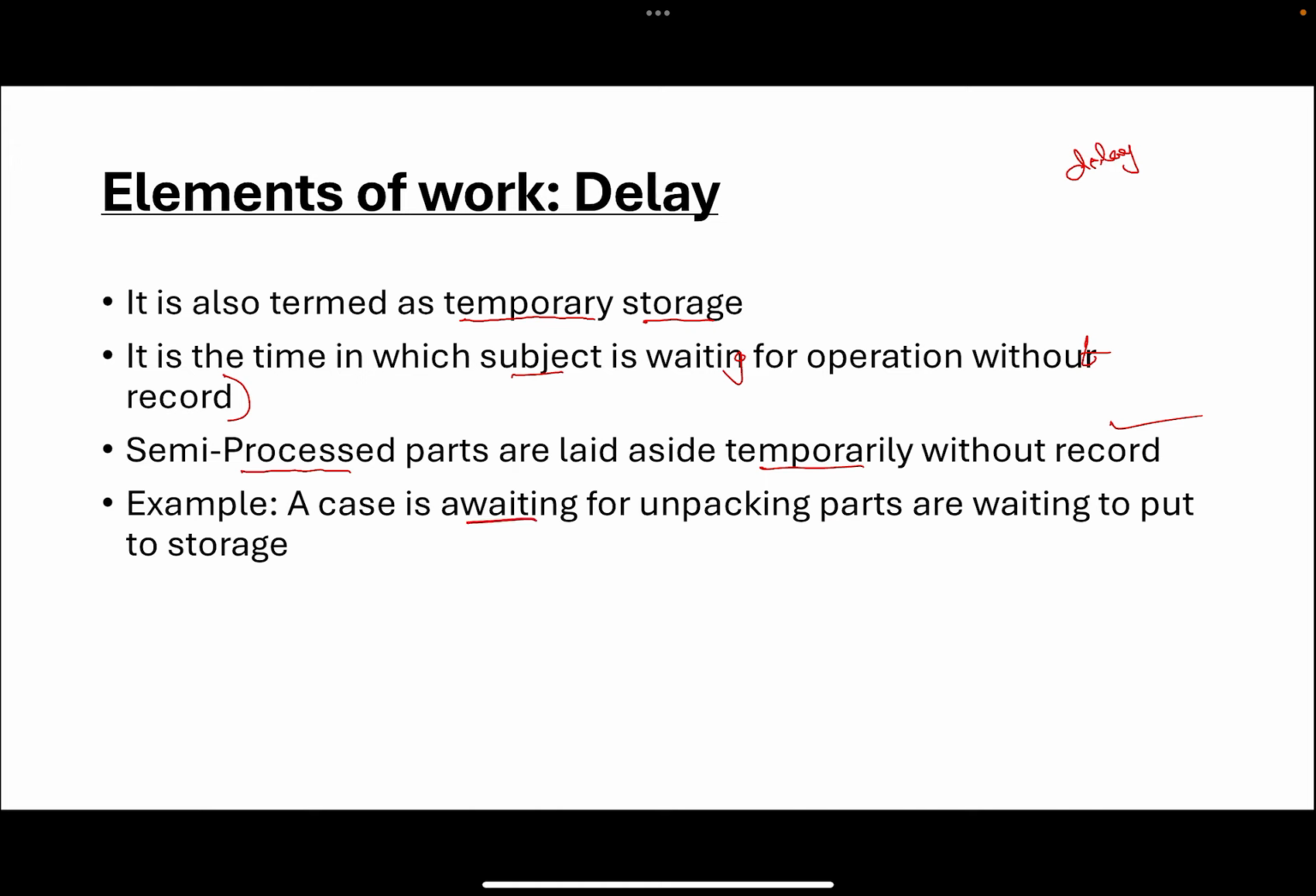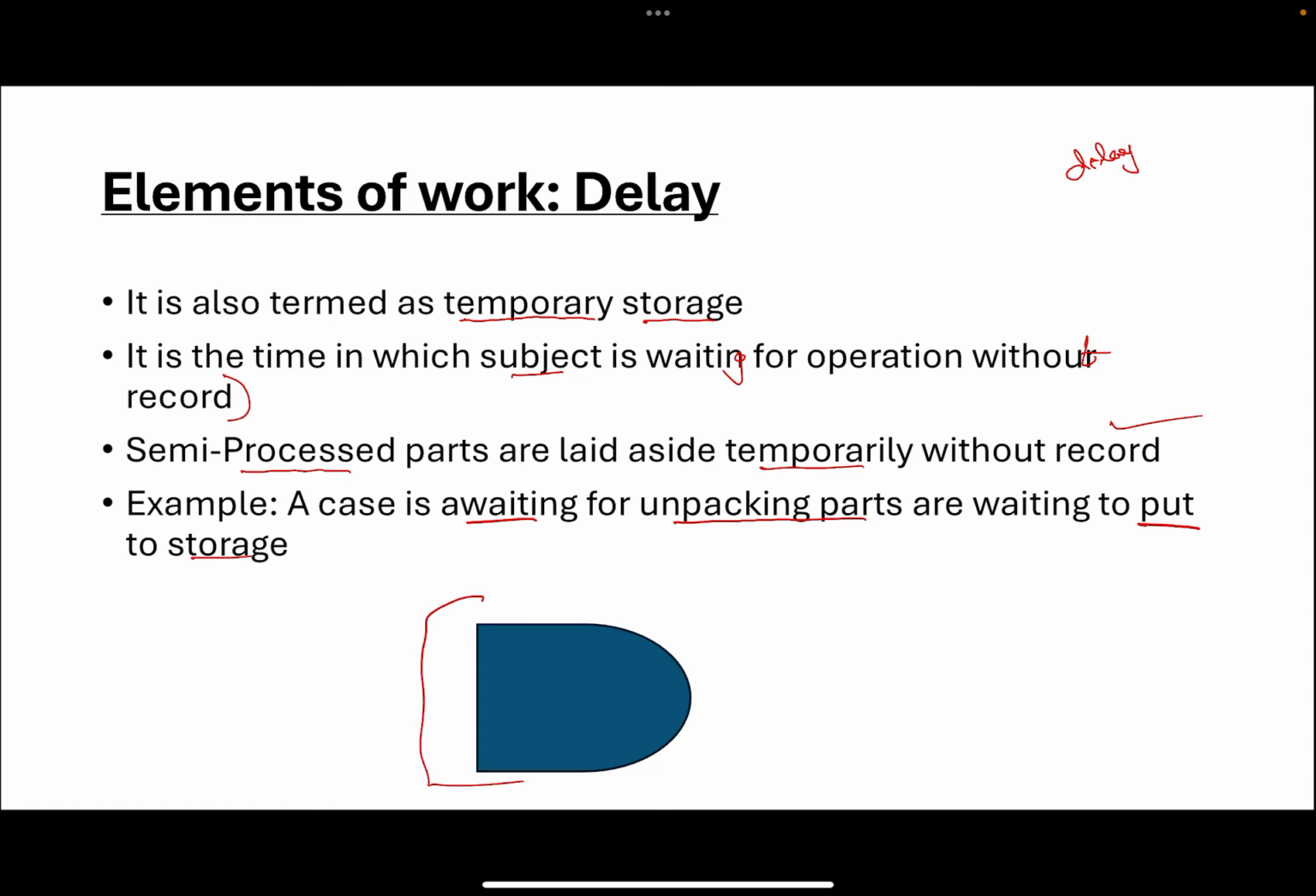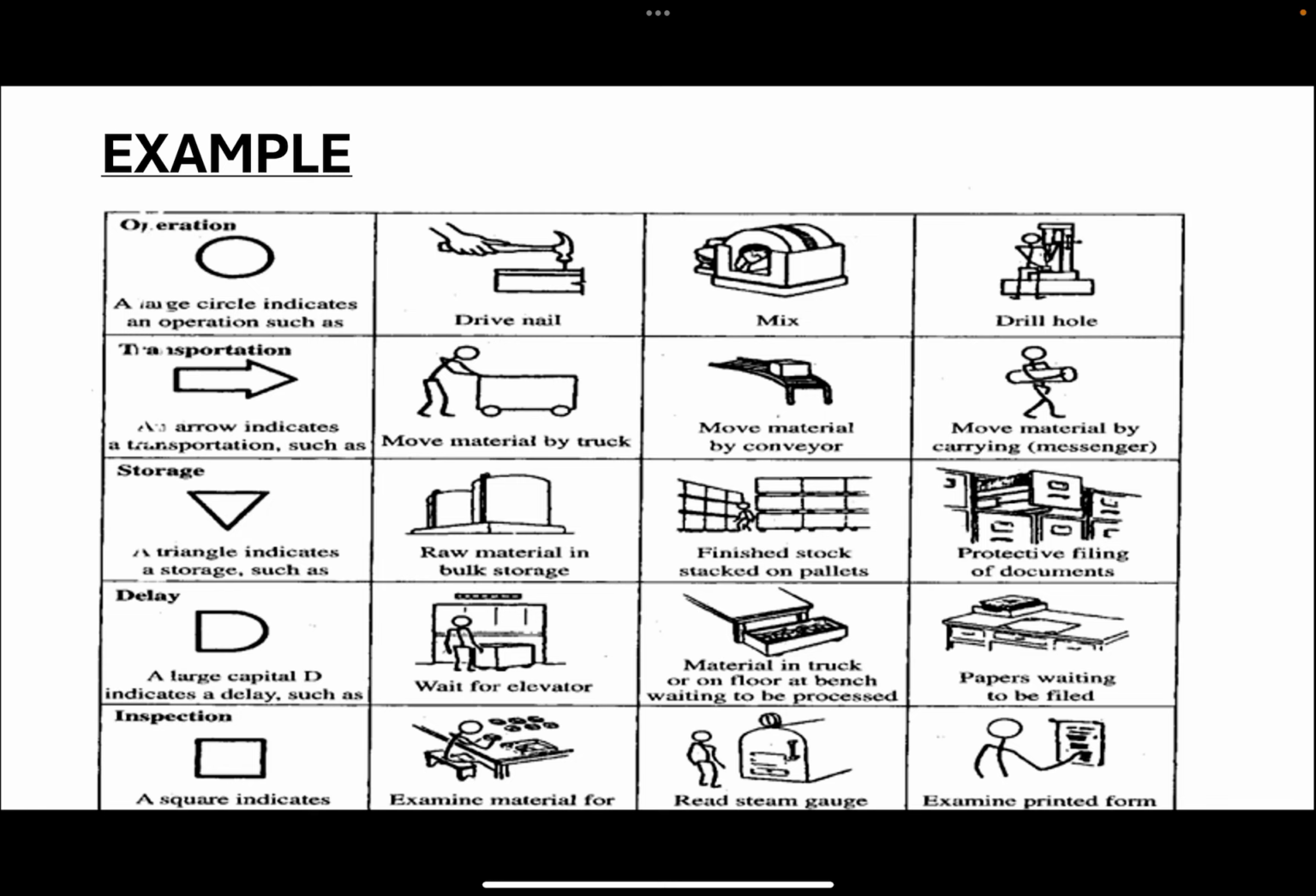For example, a case is awaiting unpacking of parts, and these are waiting to be put into storage. So this is one example of delay. It is depicted by this symbol.